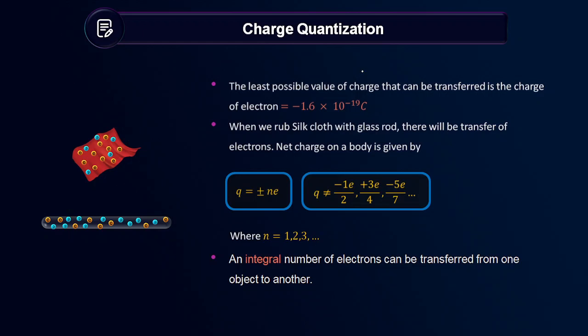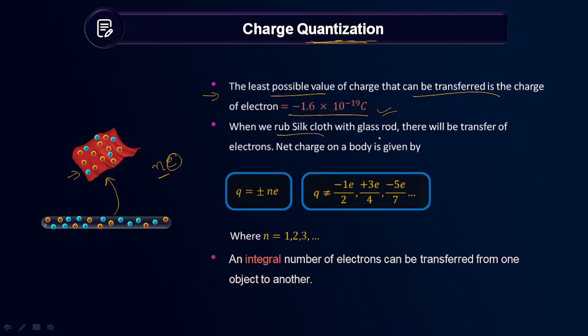Next, charge is quantized, or quantization of charge. Whenever we transfer charge, suppose there are 10 electrons and 10 protons initially. Now some electrons are transferred from this rod to this cloth. So the number of electrons transferred, or the charge transferred, will be equal to n times the charge on an electron, right? So charge moves in quanta packets, and that's why we call it quantization of charge. The least possible value of charge that can be transferred is the charge of an electron, which is equal to minus 1.6 × 10^-19 coulomb.